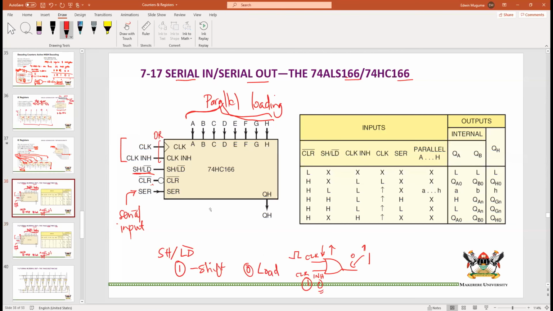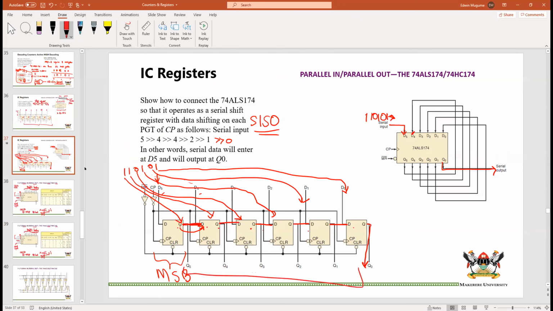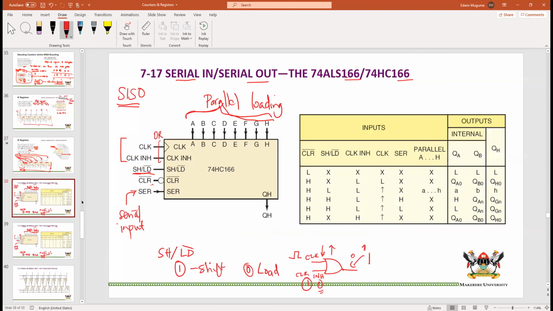Something else that I can talk about here is that because it is serial in, serial out, you do not access the other flip-flops. So it's not similar to this where you have the 6 outputs. You have only one output, which is the output of the last flip-flop where the data is coming out from.